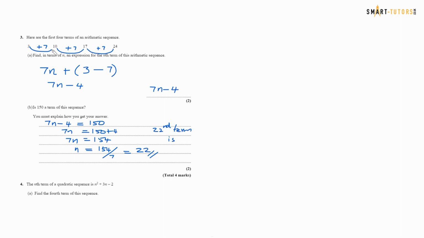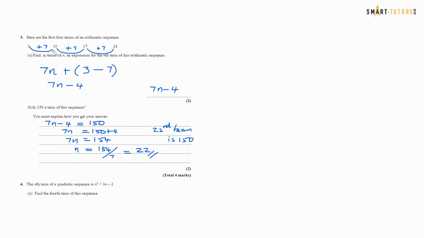is 150. If this n answer sometimes comes as a decimal or fraction, you can say n is not an integer, so 150 or whatever the number cannot be in the sequence. But in this case, n is a whole number, 22 is a whole number, so it is possible. So the 22nd term is 150.